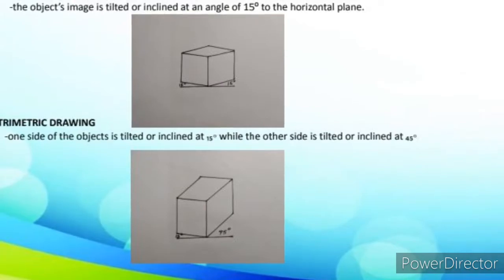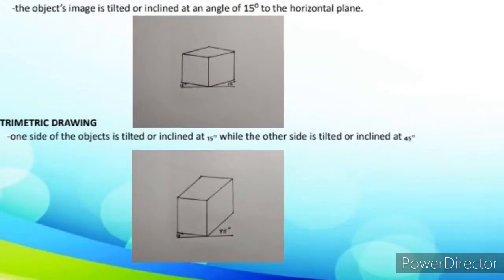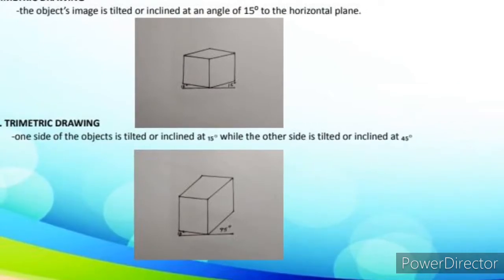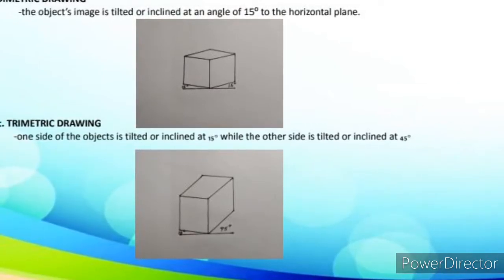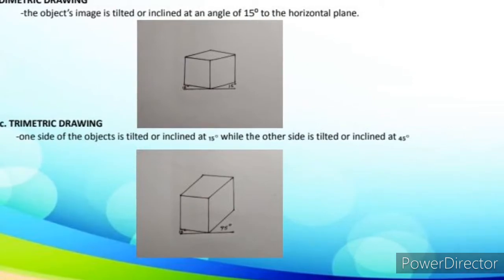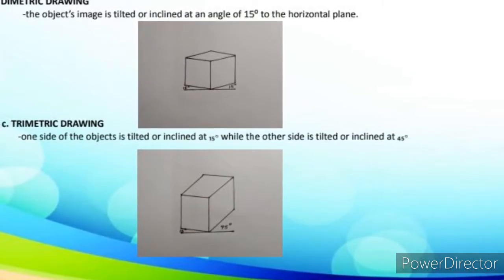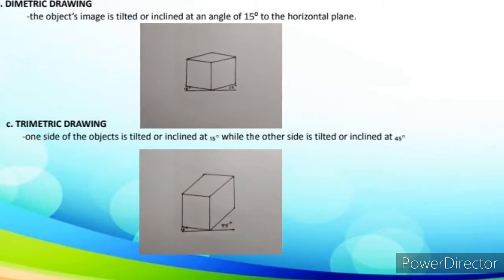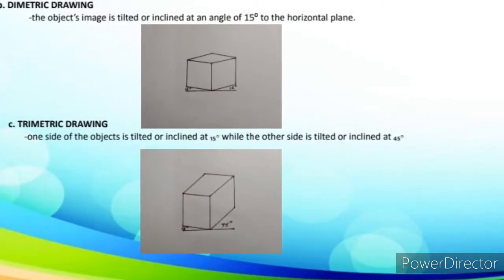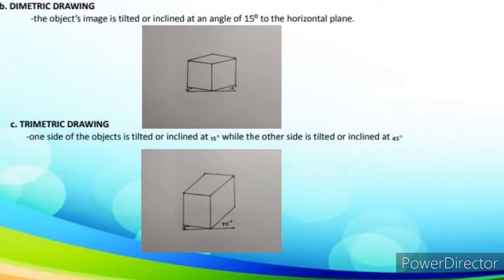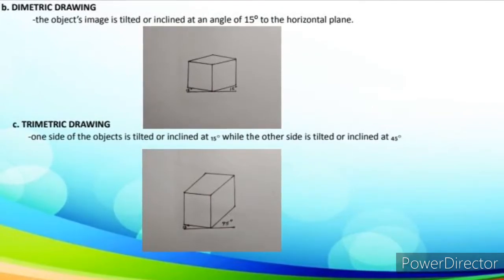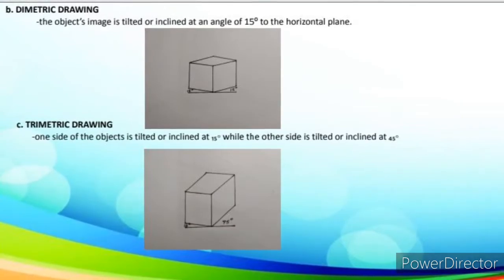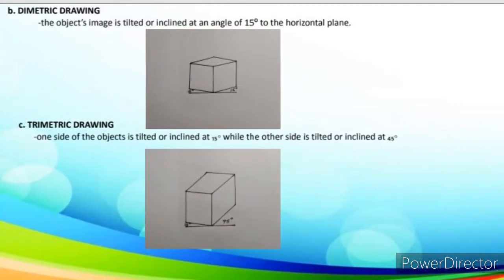Second, diametric drawing. The object image is tilted or inclined at an angle of 15 degrees to the horizontal plane. And lastly, trimetric drawing. One side of the object is tilted or inclined at 15 degrees while the other side is tilted or inclined at 55 degrees.